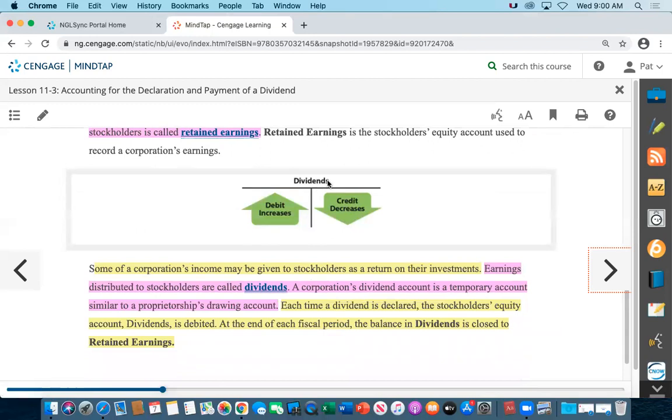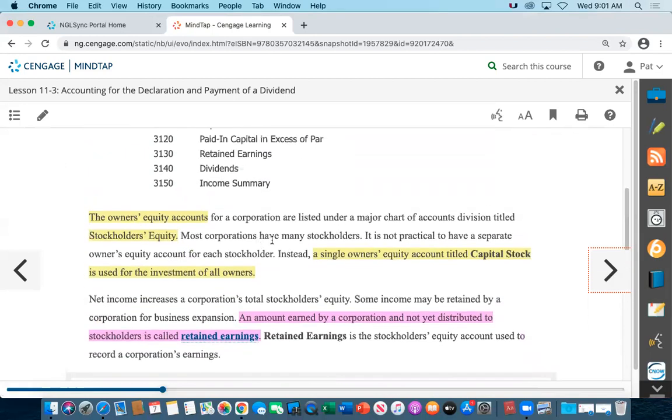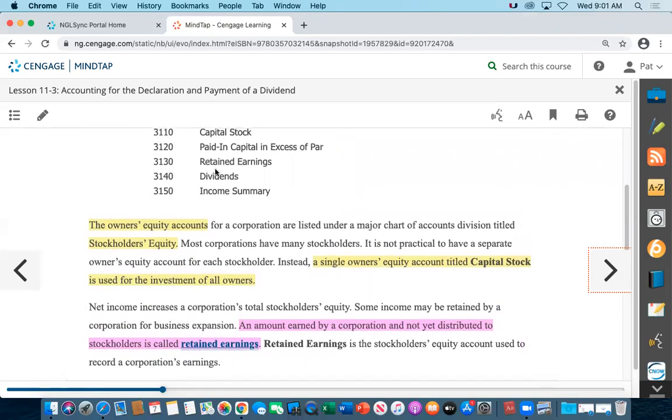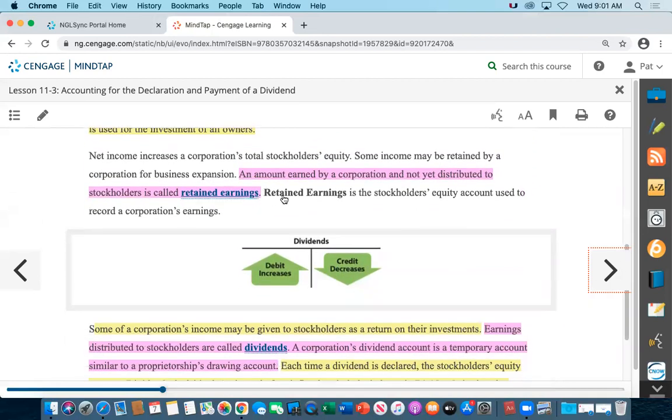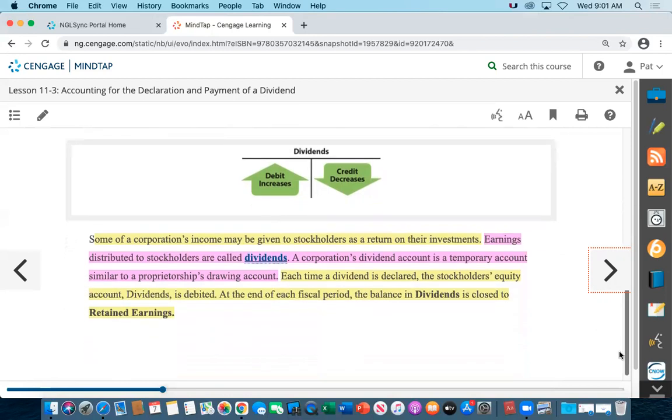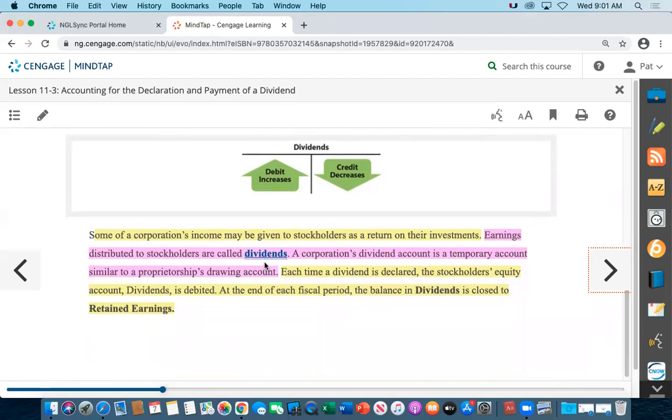Dividends, on the other hand, these are good things. Dividend is a new account, right? Dividends is what we pay those stockholders. We say we can't put everybody's name in here for the capital stock because it's not practical. But for these people in capital stock, when we get enough retained earnings, based on what the board of directors decides, occasionally they will pay out what are called dividends. Earnings distributed to stockholders are called dividends.